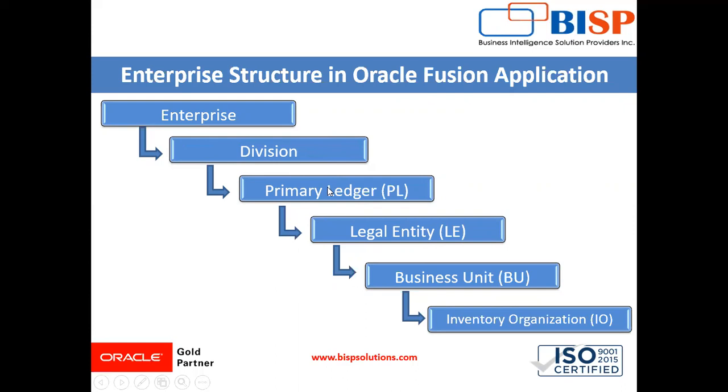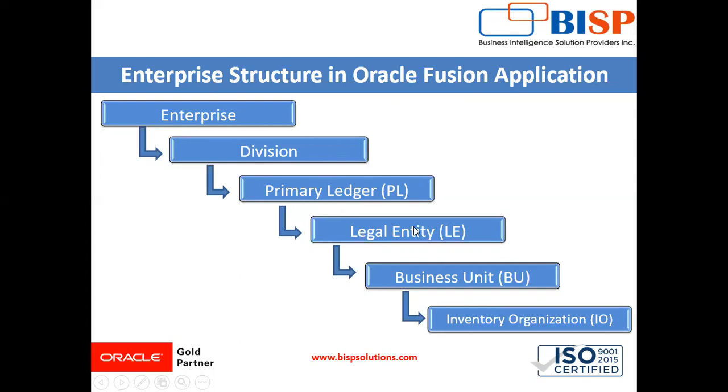Now, primary ledger. Before creating the primary ledger, we have to define 3C. 3C means accounting calendar, currency, and chart of accounts. So when we create the primary ledger, we have to define the accounting calendar, currency, and chart of accounts, and all 3C map with the primary ledger.